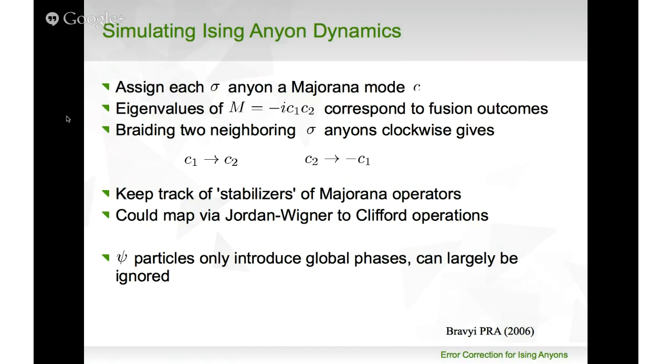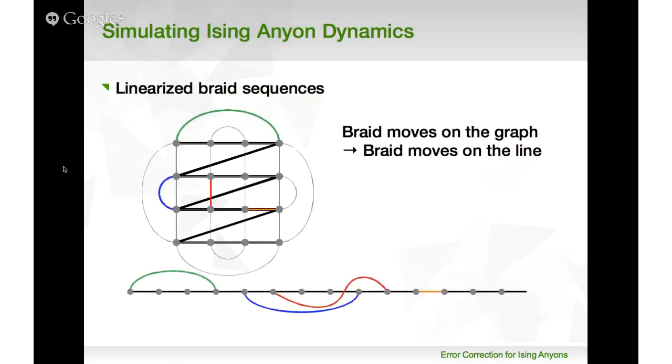This is exactly the kind of thing that you see when you're simulating Clifford circuits, right? So this is the sense in which Ising anyons can be simulated. In fact, we could be very explicit about mapping it to stabilizers using a Jordan-Wigner type transformation. But you can see that because we're never mapping these operators into linear combinations of each other, it's a simple closed algebra, and it always stays in this sort of Majorana basis, if you will, for all time steps, no matter what sort of braidings happen. Okay, so that's what enables us to simulate Ising dynamics.